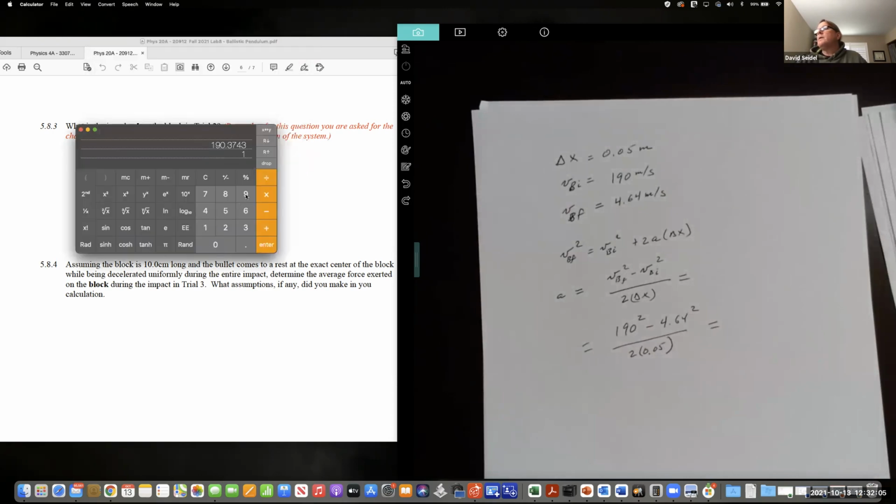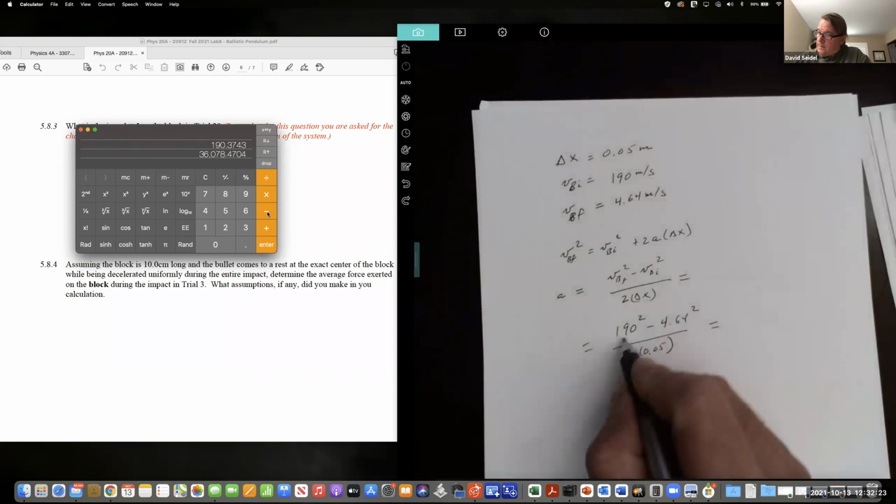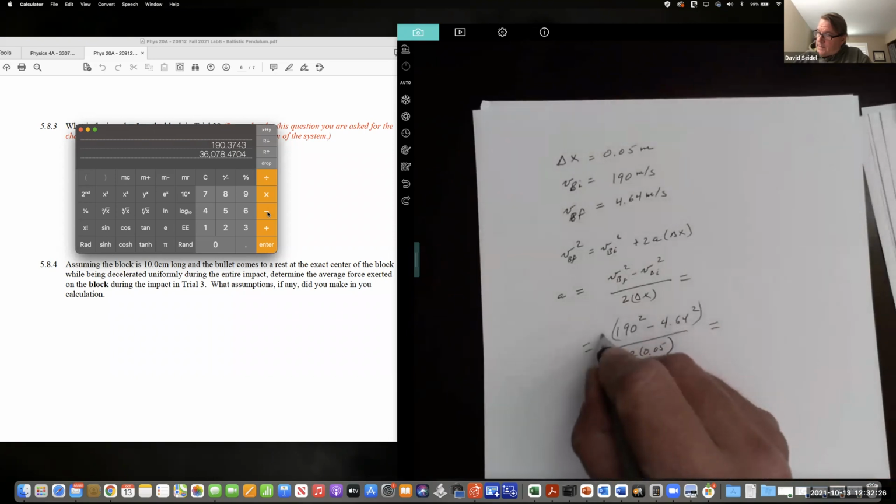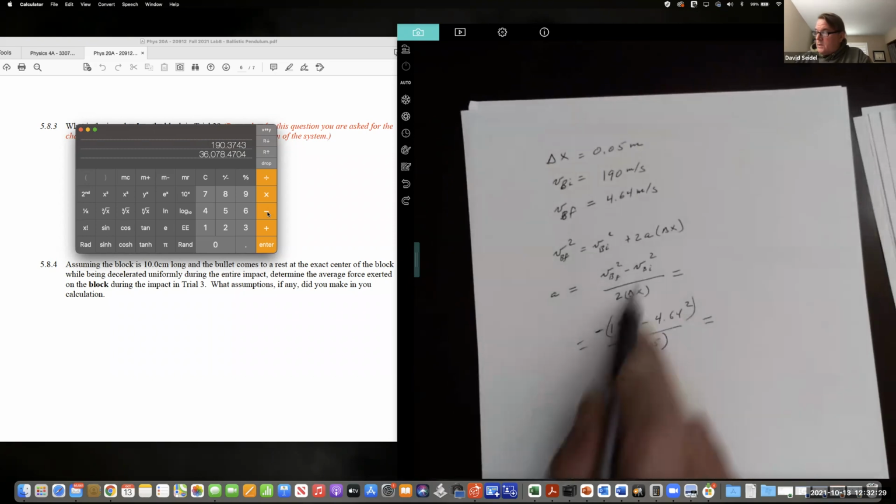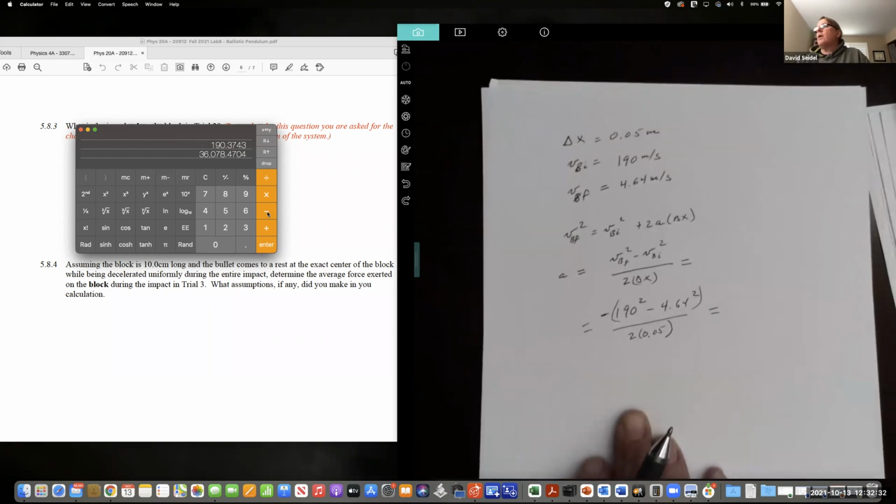190 squared minus 4.64 squared. This should have been a minus sign. I'll put a minus sign in front of here because this was the initial and this is the final. I wrote them in the wrong order. So that's 36,000, divided by 2, and 5 centimeters, 0.05, divided.